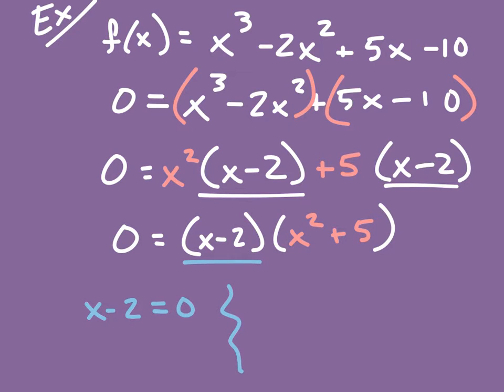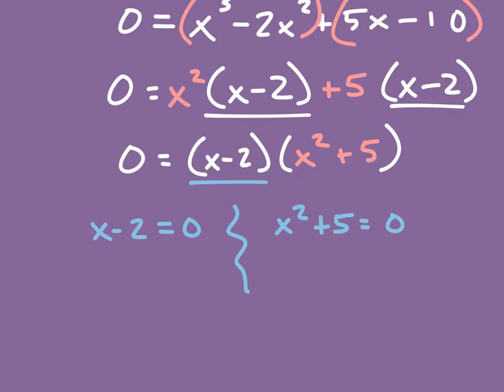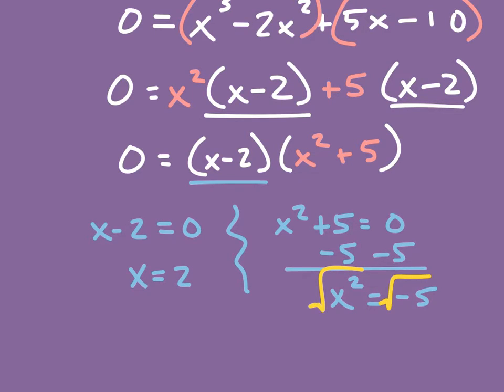Here, I'll do x squared plus 5 equal to 0. On this left side, x minus 2 equals 0, so we've got x is equal to 2. Now the other one, I want to subtract 5 first, and we get that x squared is equal to negative 5. I then want to apply the square root to both sides, and so then we get that x is equal to plus or minus the square root of negative 5.